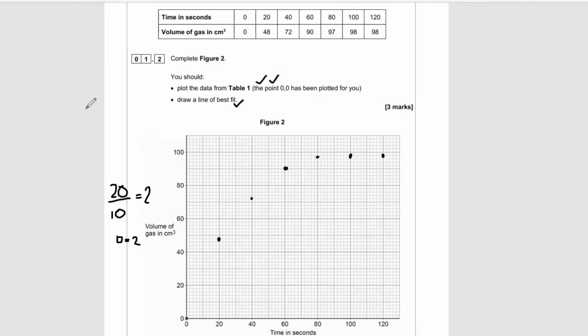You should see that this is naturally a curve of best fit. And if you're doing this on paper, you don't take your pen off the paper. You do a smooth curve through all the dots, like so. And you don't join the dots up. If you miss one dot, you miss one dot. Don't join the dots up with your curve. And that's worth 3 marks.